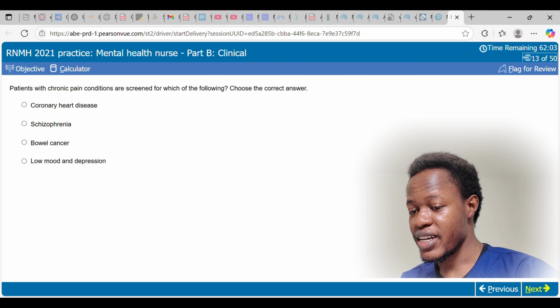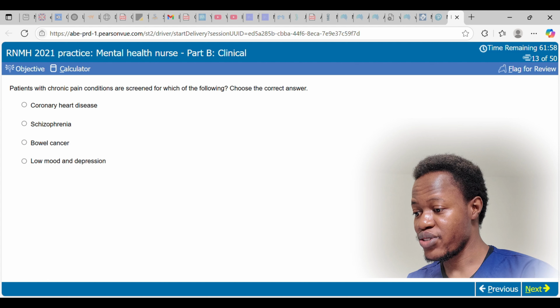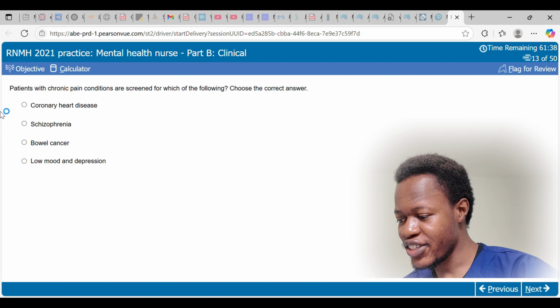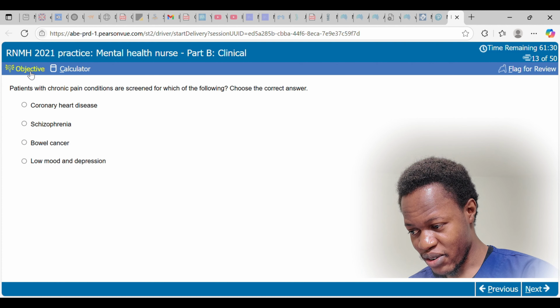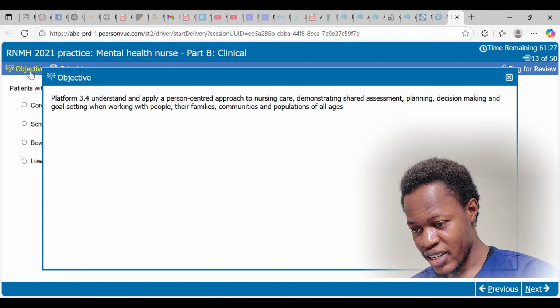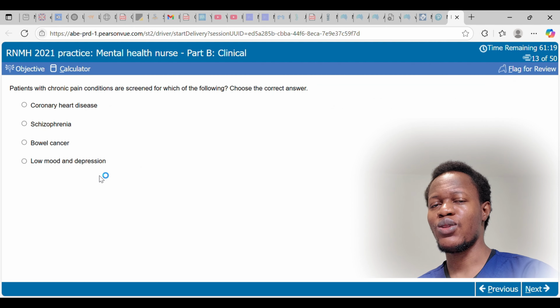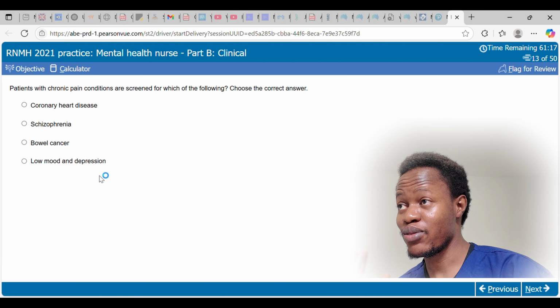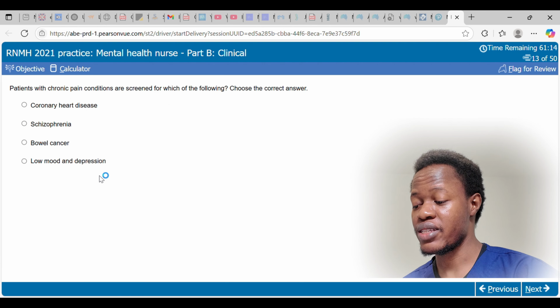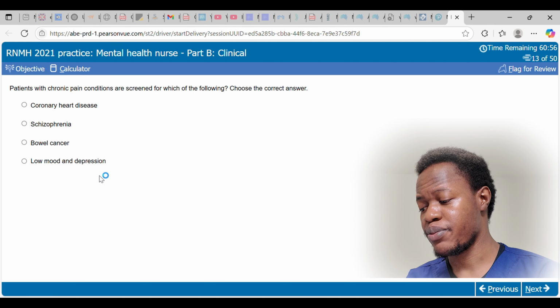Now, next question says patients with chronic pain conditions are screened for which of the following? Choose the correct answer. A, coronary heart disease, B, schizophrenia, C, bowel cancer, and D, low mood and depression. I think it should be coronary heart disease, but then I'm thinking it could be low mood as well, because people with low mood could think they are having pain, even though they are not. So I will just go with low mood and depression here.